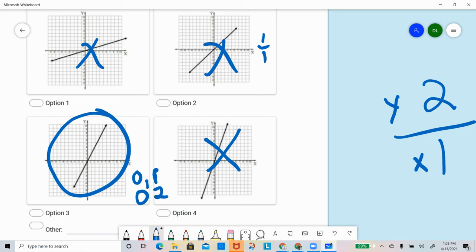Okay, it goes from (0, 0). That's the first point. Then the next point would be (1, 2). A change of 2 over a change of 1.